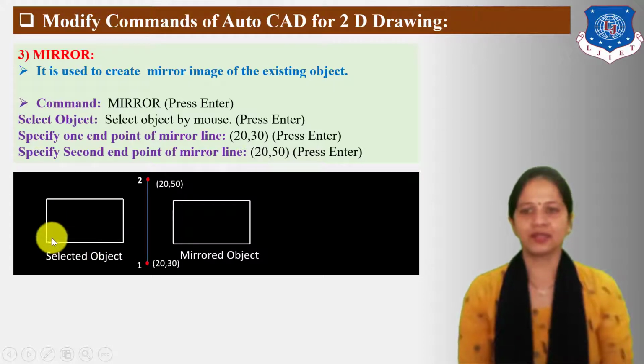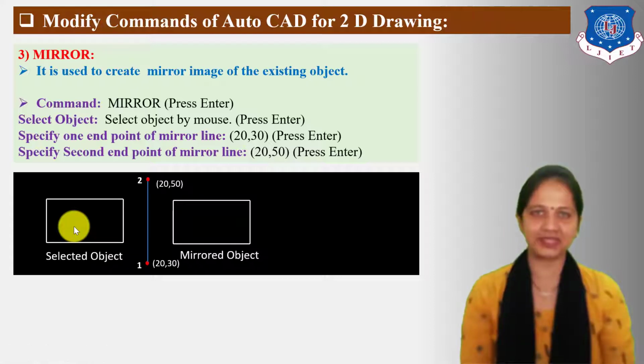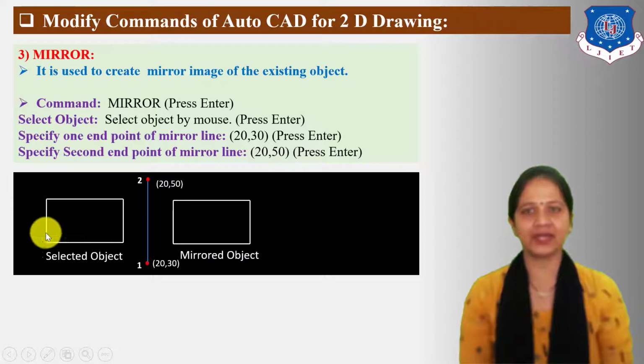Here you can see this rectangle is the existing object which is drawn by using basic draw commands. If you want to create its mirror image with reference to a vertical line, then define the first end point of the mirror line. Here I have taken 20,30 units, and next define the second end point of the mirror line. Here I have taken 20,50 units. So with reference to this mirror line, the mirror image of this existing or selected object is created here.